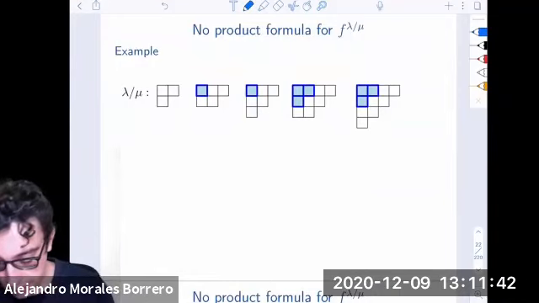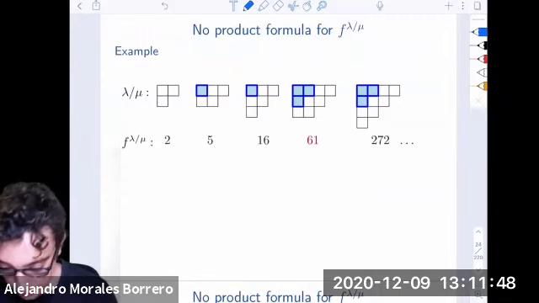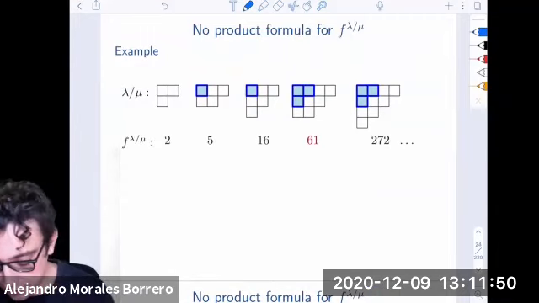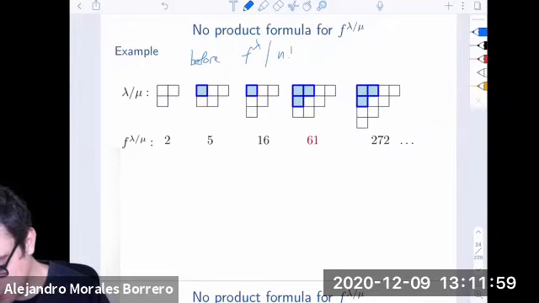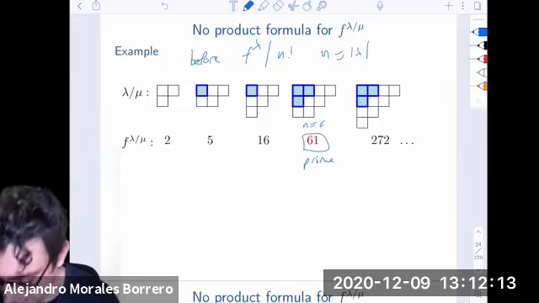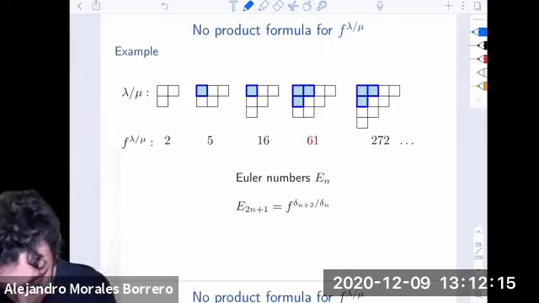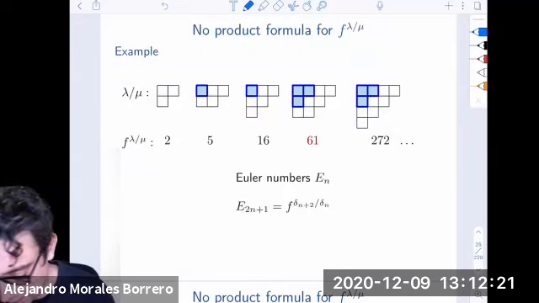Let's look at another family of skew shapes. These are zigzags. The number of standard tableaux are given by these numbers, and before, f lambda divided by n factorial, you wouldn't see primes bigger than the number of boxes. But here you have 6 boxes, and you have a huge prime. So something more interesting is happening here. There's no product formula known, and we'll see that. But the numbers you get are still interesting.